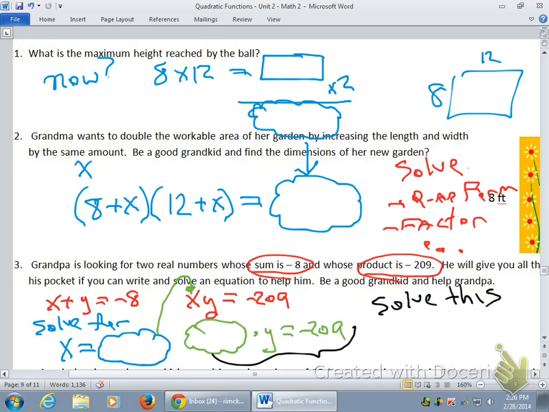this quadratic. And once again, just like on the problem above it, it doesn't matter which method you choose to solve it. You could use the quadratic formula, you could factor it, you could graph it, whichever, it's your choice. Okay?